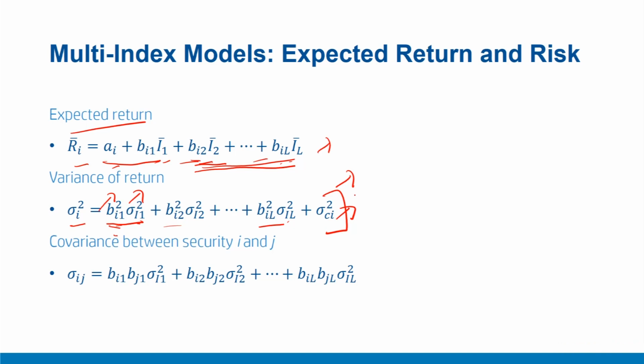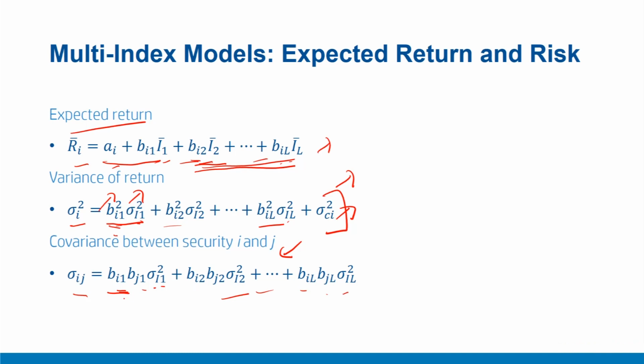Lastly, we have covariance between securities i and j, which is given as sigma ij equals Bi1 into Bj1 into sigma I1 square plus Bi2 into Bj2 into sigma I2 square and so on up till Bil into Bjl into sigma Il square. And again it is very similar to the single index model where we had only one term, Bi1 into Bj1 into sigma I1 square, and in a very identical and intuitive manner we have introduced the covariance terms for other indices.